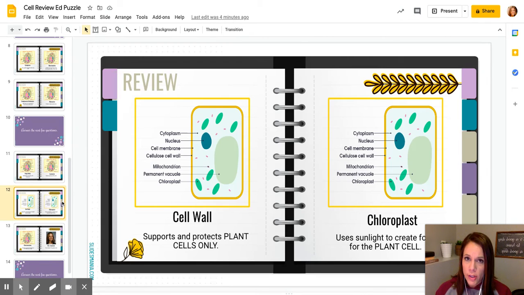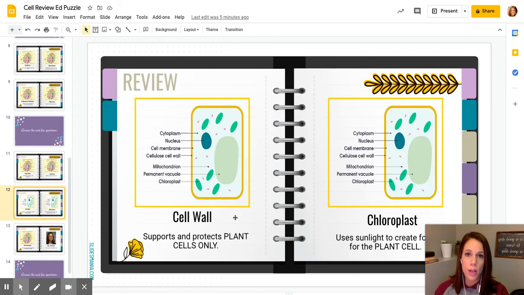These are the two that we learned about yesterday. The cell wall goes around the outside of only plant cells. So plant cells have a cell membrane that lets things in and out, but they have this additional thick wall that goes around the outside to give the plant extra structure and extra support. Okay, so again, cell wall, plant cells only.